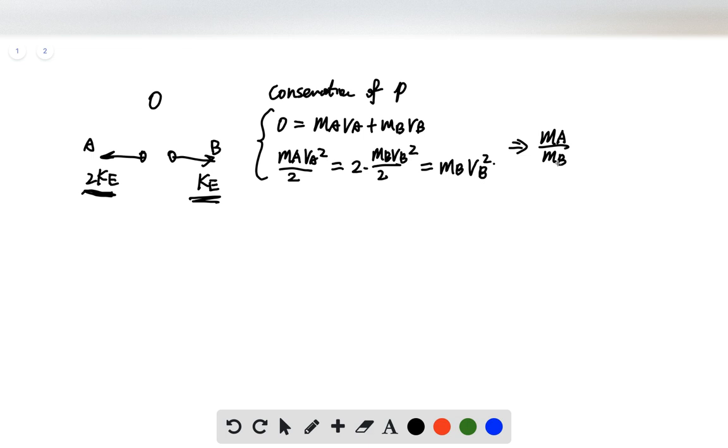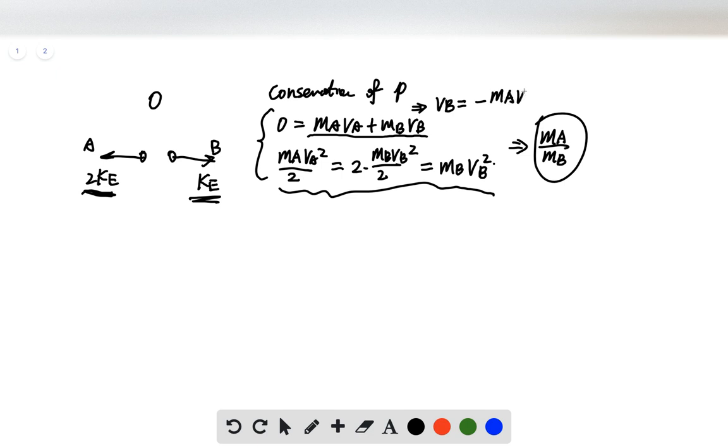So how do we find MA over MB? Usually, we can only find the ratio if we have one equation involving only MA and MB, meaning we need to get rid of both VA and VB. Let's try to do it step by step. Let's first try to cancel all the VB in this equation. This one seems more straightforward, so let's start from this, and we try to express VB in terms of other quantities so that we can get rid of VB.